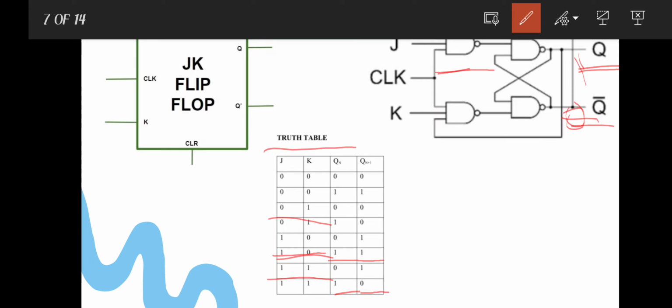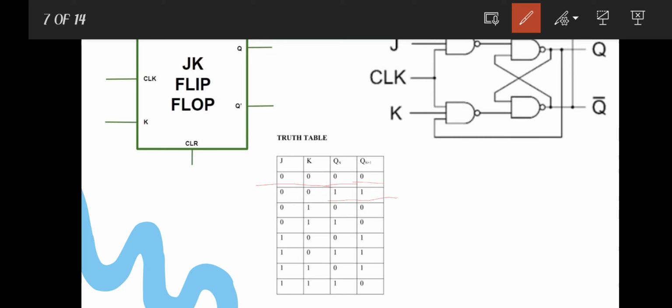The characteristic equation of the JK flip-flop: there are 3 variables, Qn, J and K, and for the 3 inputs we have a total of 8 different combinations. As we have seen, when both J and K are 0, the flip-flop will retain its current state. That means if Qn is 0, then Qn+1 will also remain 0. If Qn is 1, then Qn+1 will be 1.